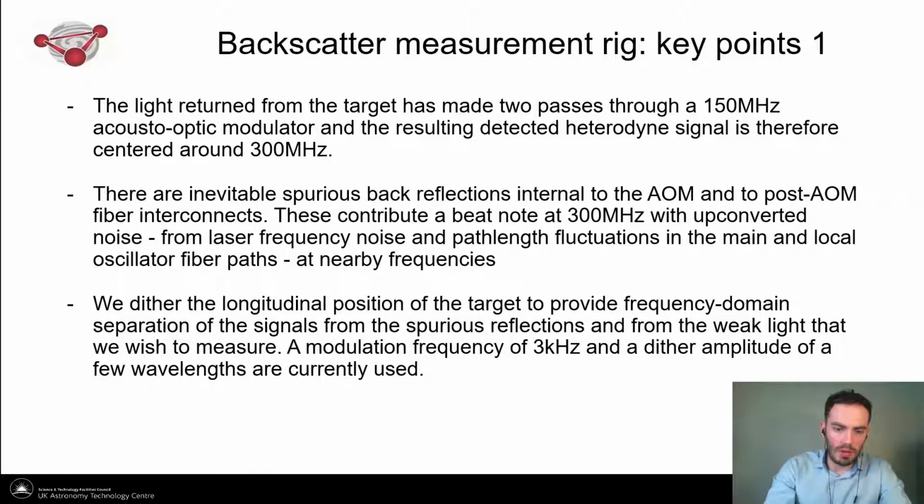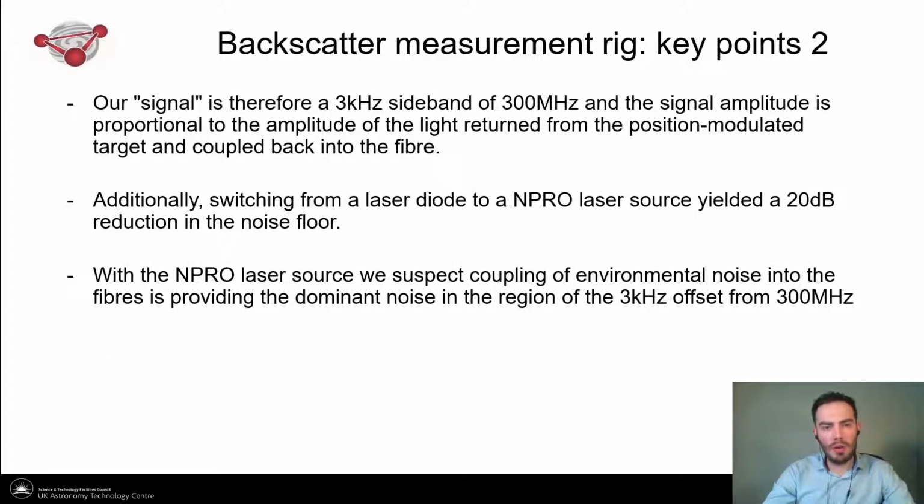We dither the longitudinal position of the target to provide a frequency domain separation of the signals from the spurious reflections and from the weak light that we wish to measure. A modulation frequency of 3 kHz and a dither amplitude of 3 wavelengths are currently used. By oscillating our component in this way, our signal is therefore a 3 kHz sideband of 300 MHz, and the signal amplitude is proportional to the amplitude of the light returned from the position modulated target and coupled back into the fiber.